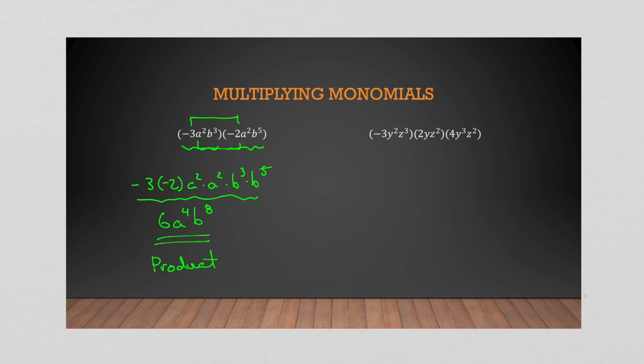So now in this next one, let's multiply all the numbers together. Negative 3 times 2 times 4 is negative 24. And now let's find all my y's. So I got y to the 2, y, and y cubed. So I'm multiplying a common base, so I add the exponents. So I have y to the power of 6. And then I have z cubed, z squared, which gives me z to the power of 7. So it's just exponent laws when you're doing monomials by monomials.